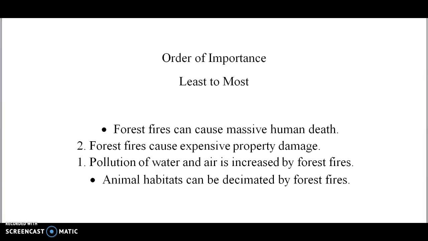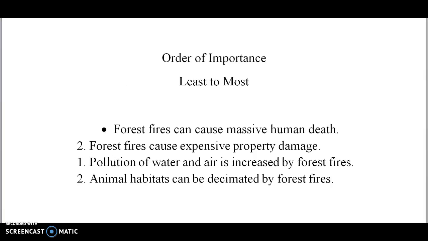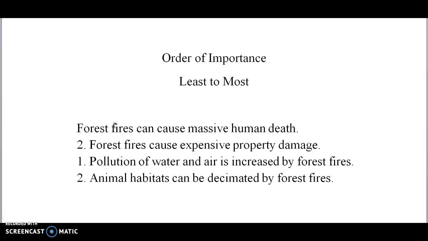From there, I personally would go with property damage. Some people might argue that the animals are less important than the fire causing property damage, but I'm going to go with forest fires causing expensive property damage. The third, I'd go with animal habitats, and I would end with the human life. Once again, some would argue against this, but I think that this is a good, solid order that fits with the least to most important reasons.